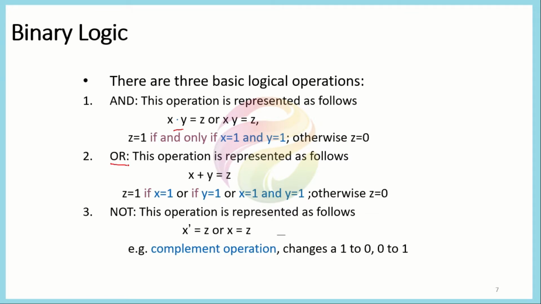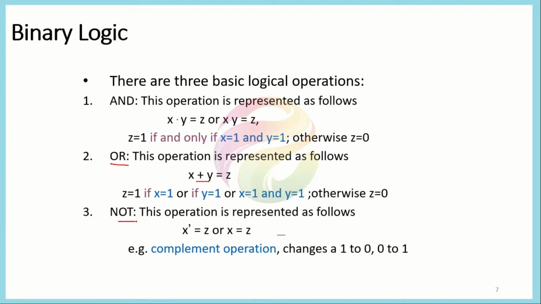Then we have the second operation, which is the OR operation. In the OR operation, it is represented here in the form of this plus sign. If we have any of the values x or y equal to 1, we will get z equal to 1. So if either x is 1 or y is 1 or both of them are 1, then we will get z equal to 1, otherwise z will be equal to 0.